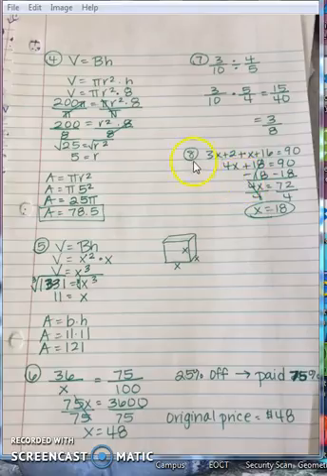For number 8, I need to set an equation equal to 90 because that's a right angle. Okay, so 3x plus 2 plus x plus 16 equals 90. I'll combine like terms. 4x plus 18 equals 90. I'll then subtract 18 from both sides. 4x equals 72. And then divide by 4 to get x by itself. So x would be 18.